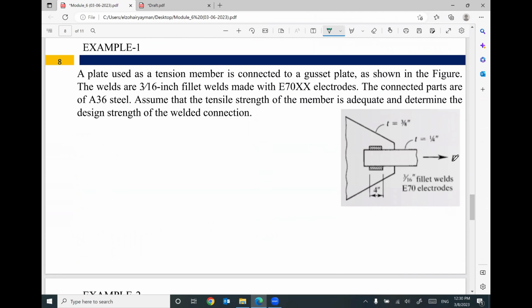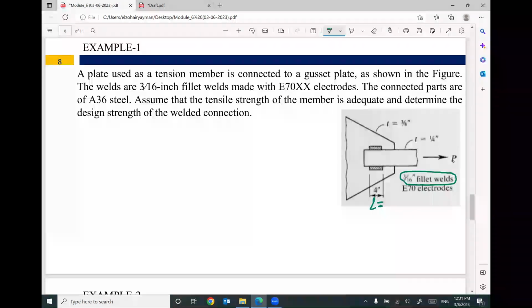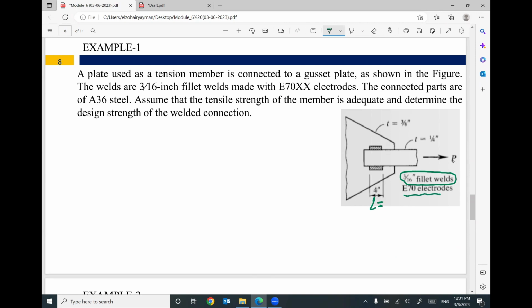The first one, everything is given. All information you need is given. The length of your welding equals 4 inch. Actually, it's not 4, but the length right now on the connection is given as 4. And the welding size is given, 3/16 inch. And the type of electrodes is given.